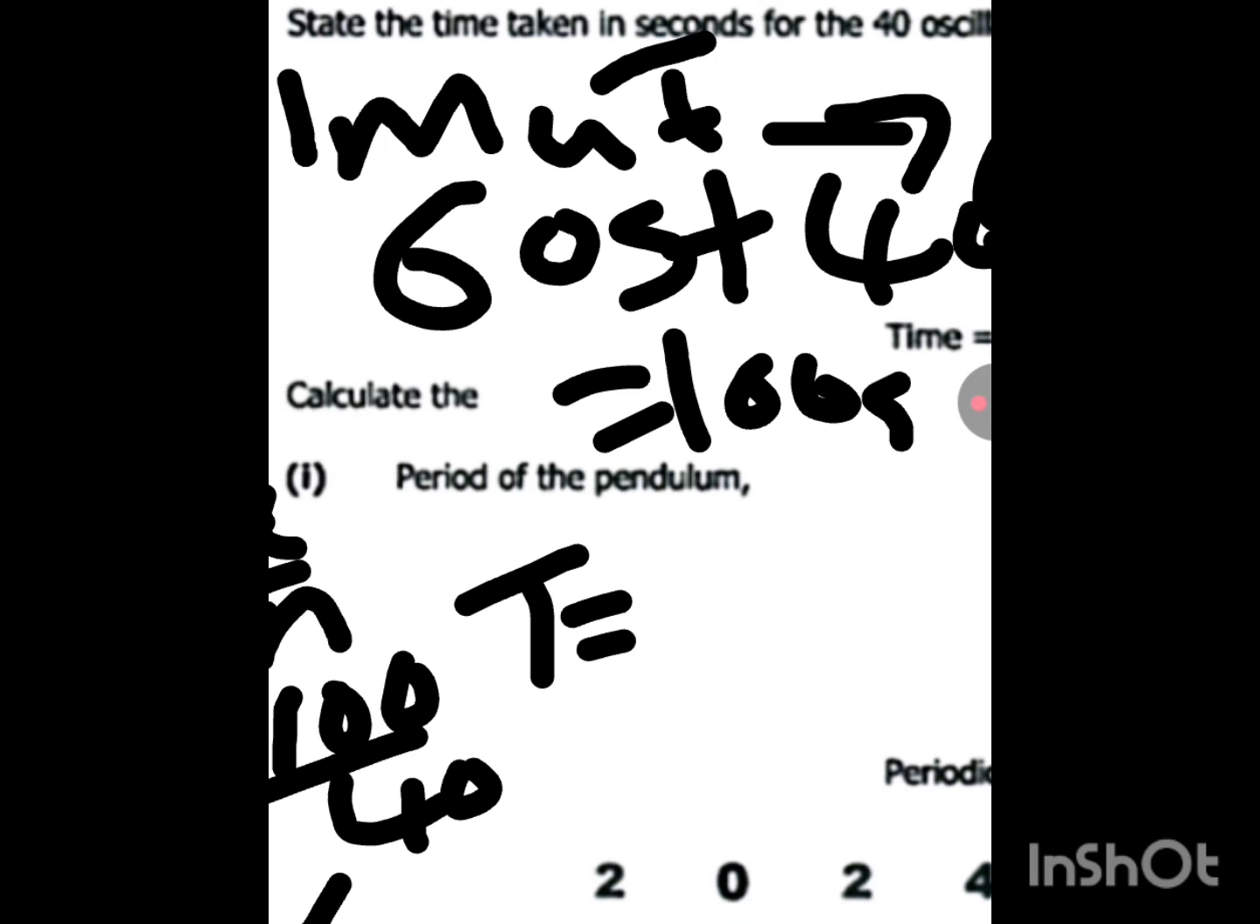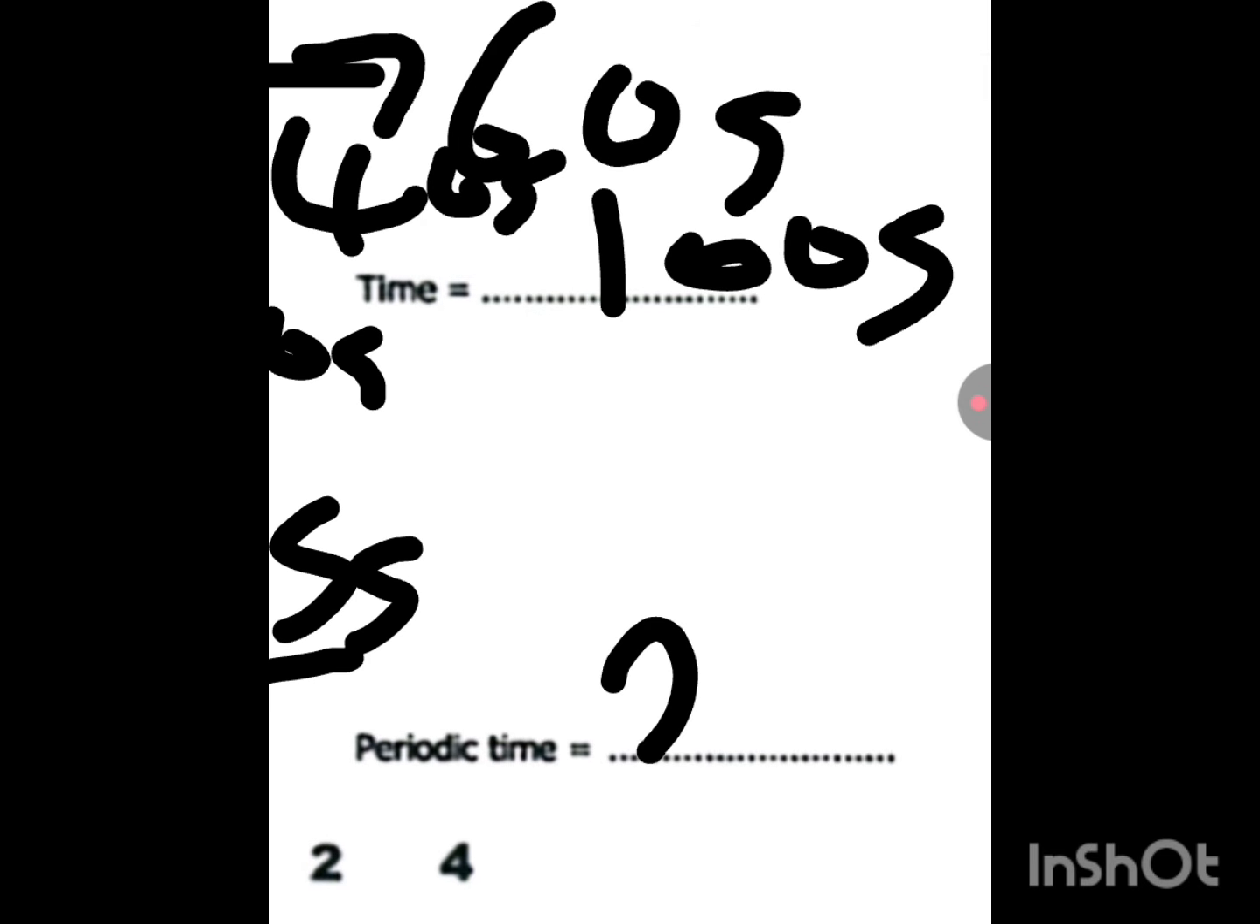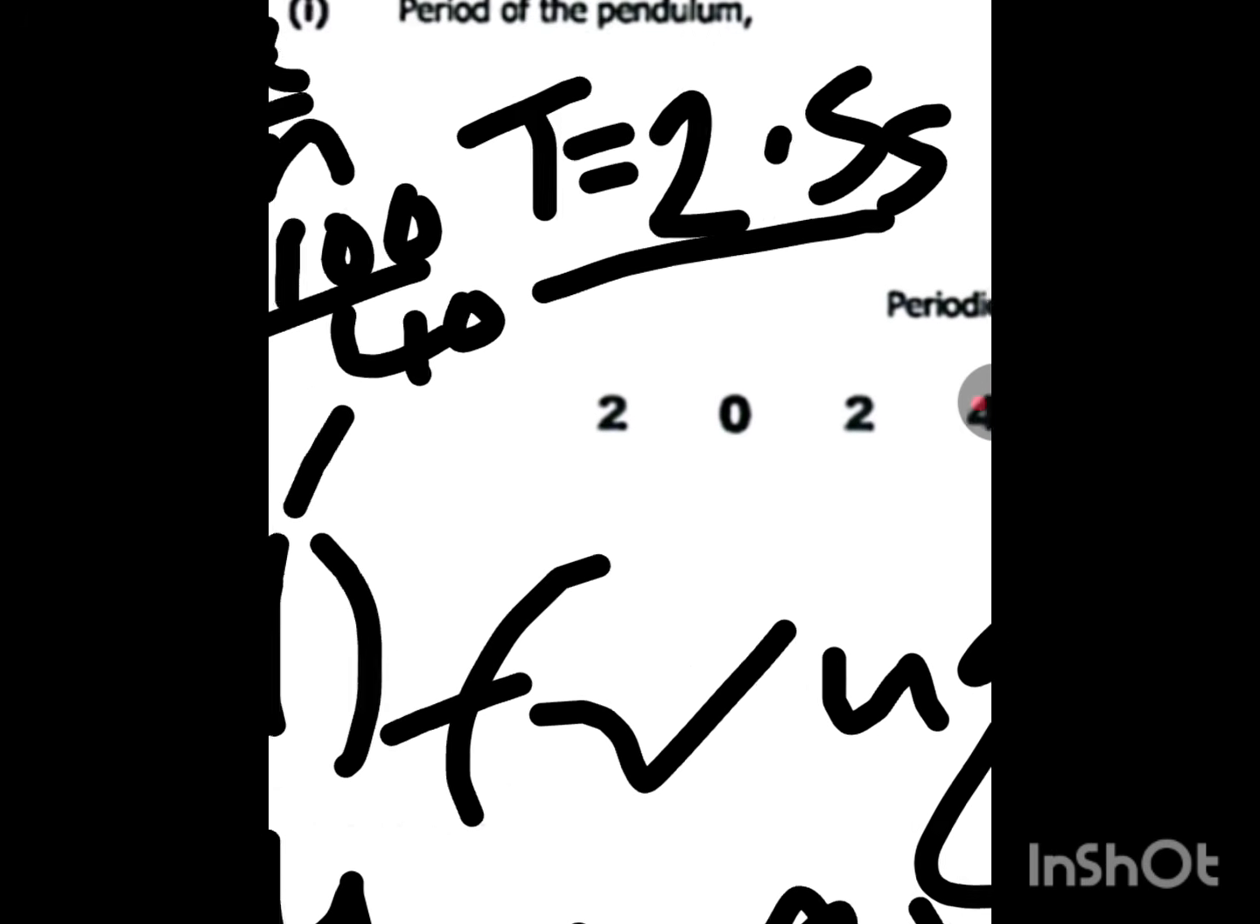Remember this is a science paper, which is physics, and the calculated answer is 2.5 seconds. The SI unit for period is seconds. So I'm going to write the answer here, which is 2.5 seconds. This is question B1, which is 2 marks.